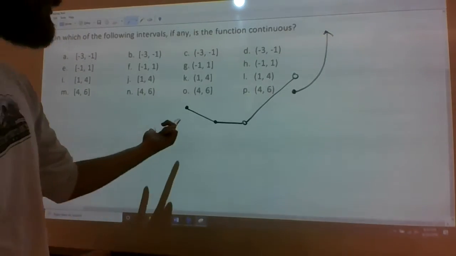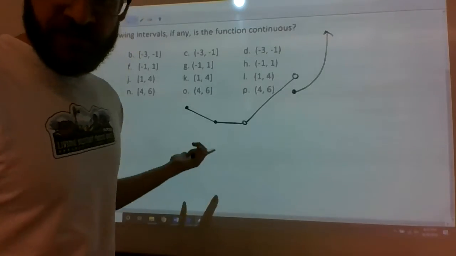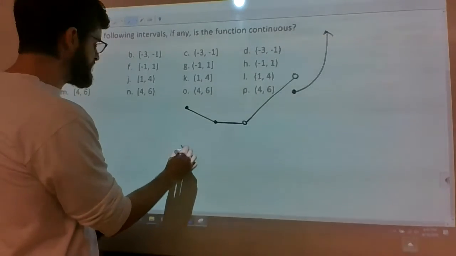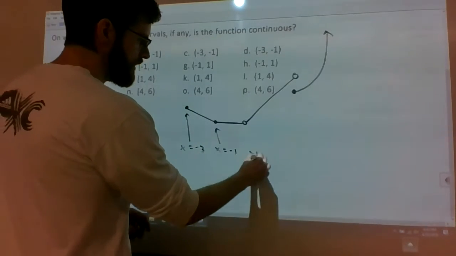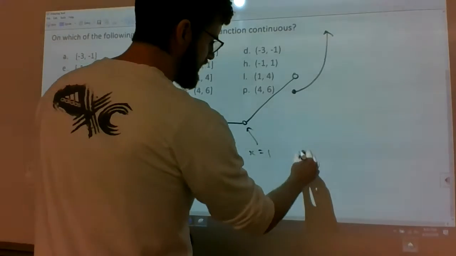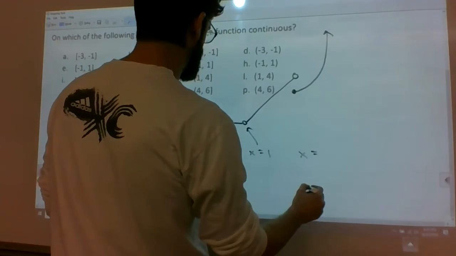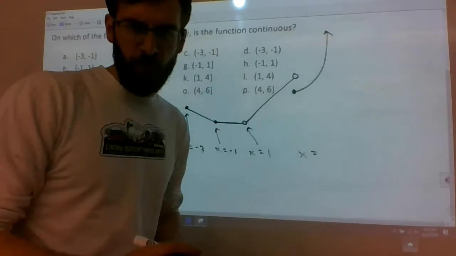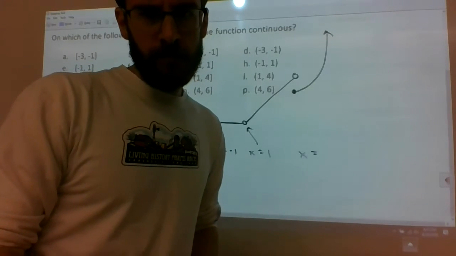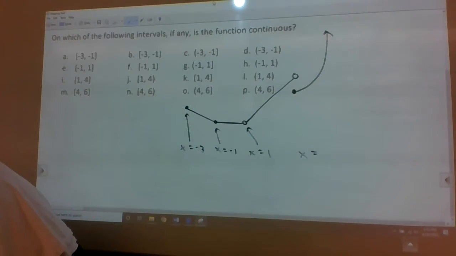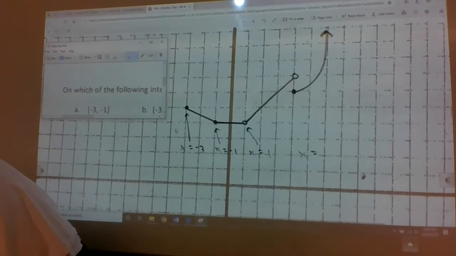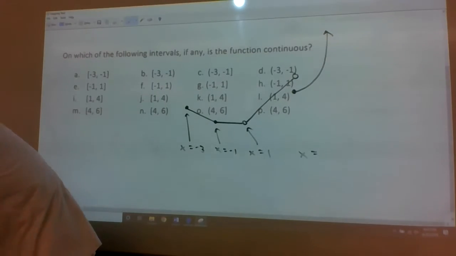All right, so maybe it's a better idea if I just leave it like this, and we'll look at it as, here's x equals -3, here's x equals -1, here's x equals 1, and here's x equals, wait, was there a 4 in there somewhere? Oh yeah, we're good, we're good.